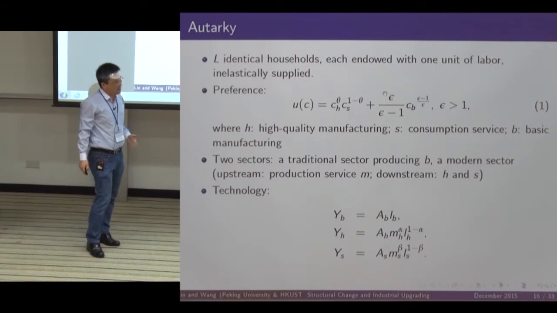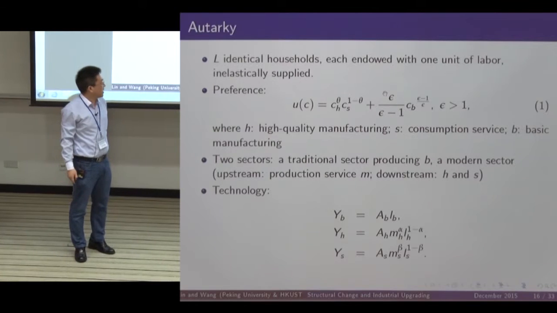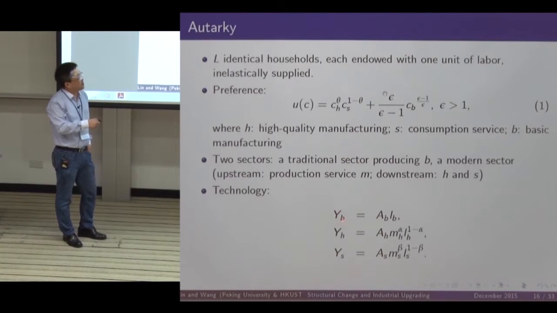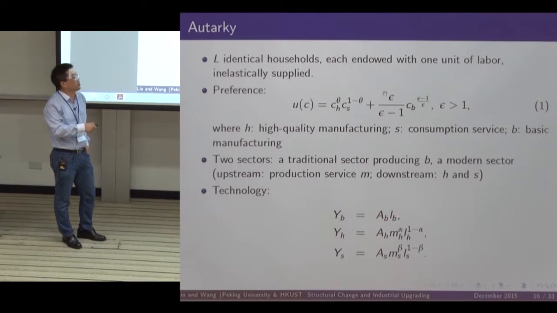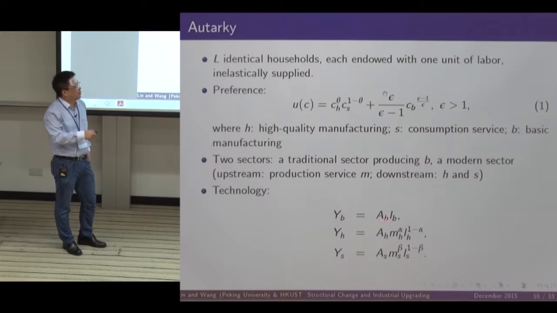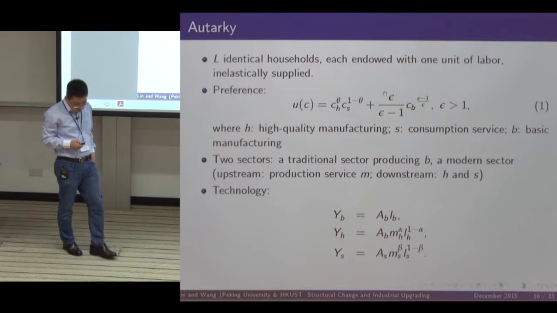Here, technology is assumed to be constant returns to scale, and to produce basic manufacturing, assume that only labor is needed. So it does not require a production service. This is just a simplification, because the data do show that the demand for production service from basic manufacturing is much lower than the other two. Okay, so to produce high-quality manufacturing or to produce consumption service, it needs both M, which refers to the production service, and labor.